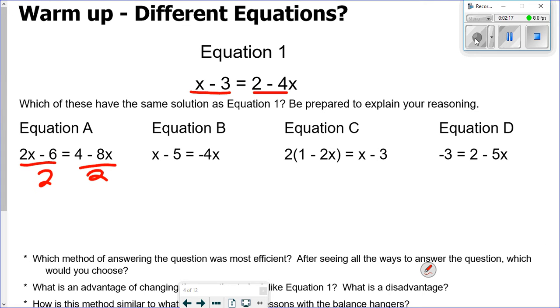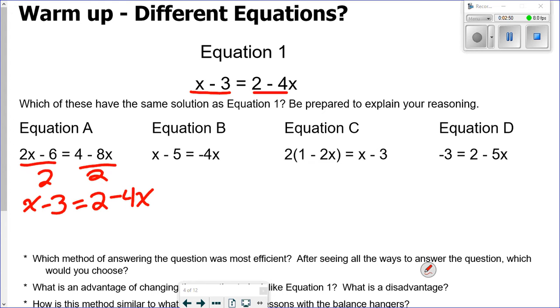So if I divide both sides by 2, let's see what happens. 2x divided by 2 gives me 1x, or simply just x. -6 divided by 2 gives me -3. And on the right side, because remember I need to balance the equation, whatever I do to the left, I must also alter the right side that same way. If I divide everything by 2, 4 divided by 2 gives us 2. -8x divided by 2 gives us -4x.